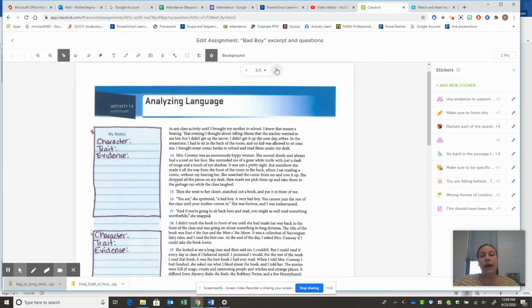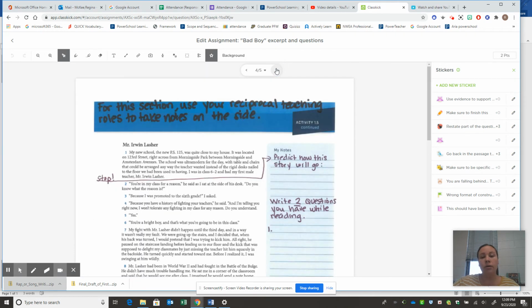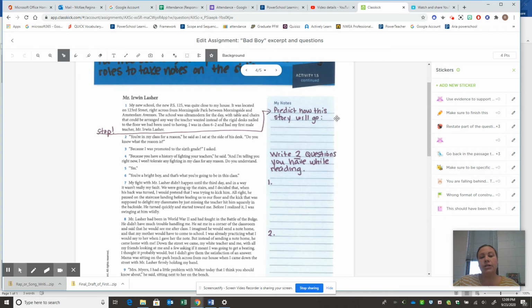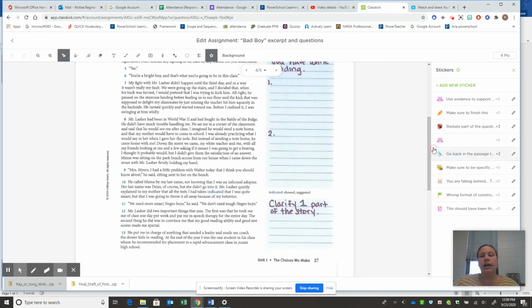If you are ready to move ahead to slide 4, it says for this section, use your reciprocal teaching roles to take notes on the side. So we're talking about predicting, questioning, clarifying, and summarizing here. You're just going to answer the questions along the side. You'll read this first paragraph. This is a new chapter in the memoir Bad Boys. You'll stop right here and make a prediction of how the story will go. Then as you're reading, I want you to come up with 2 questions you have about the reading, kind of thinking outside the box and questioning things going on. And then you would clarify one part of the story. The clarifying could be you simply answering the question that you already developed, if you realize what the answer is.